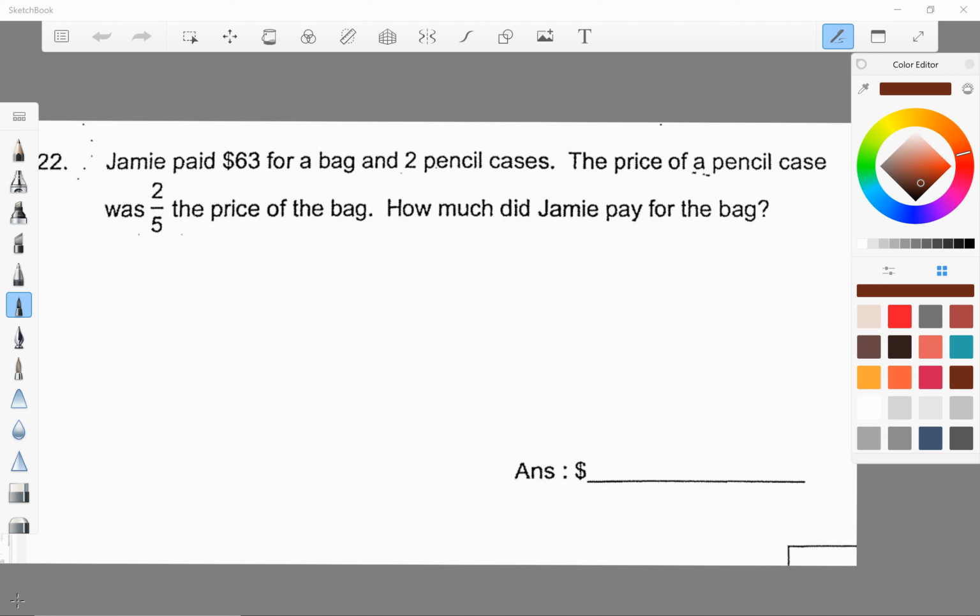Jamie paid $63 for a bag and two pencil cases. So usually I'll circle this. I'll do my annotation. I'll underline a bag and two pencil cases. And they inform us that the price of a pencil case was 2/5 the price of the bag.